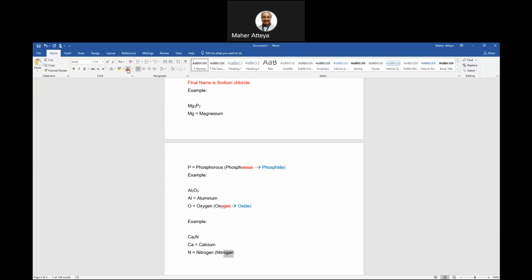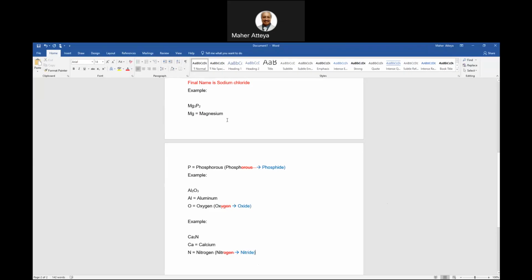And so this one out, and this one will be, somebody will tell me what the whole thing will be. Copy this one here, I'm pasting it. What's the name will be? Nitride. Nitride.